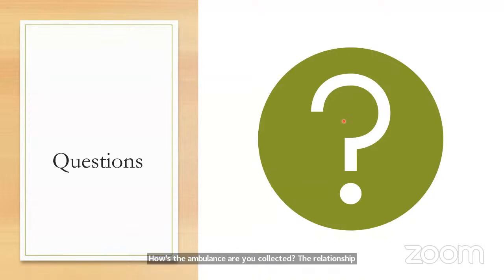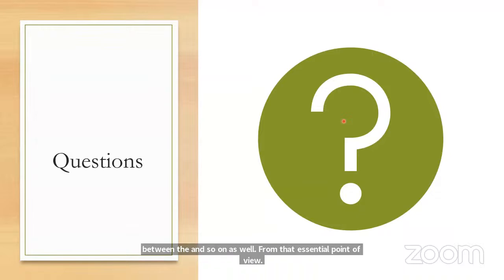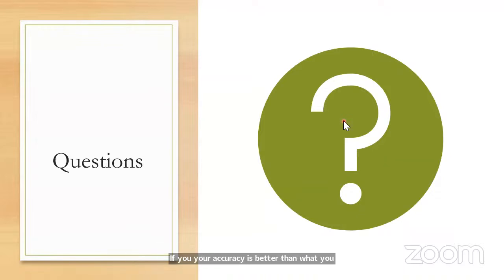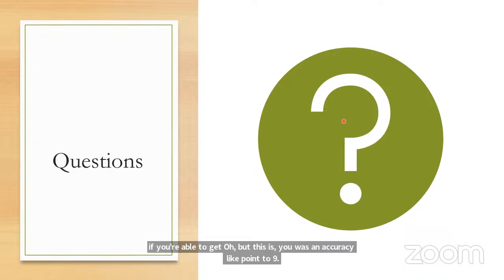From the research point of view, if your accuracy is better than whatever was published before for the same data set, that means you made an improvement. Or if this idea was not here before, like the prediction of the lithology from the drilling parameters, and you were able to predict the lithology with an accuracy like 0.9, it is good, it's still innovative. This is from the research point of view. I hope this answers your question.